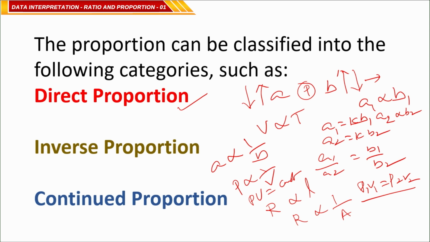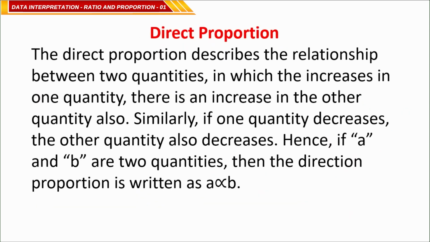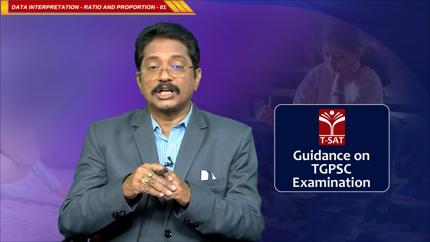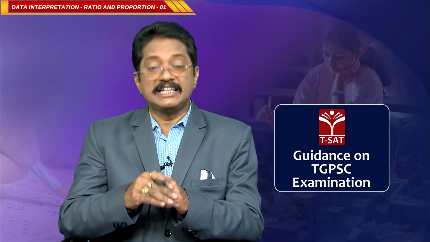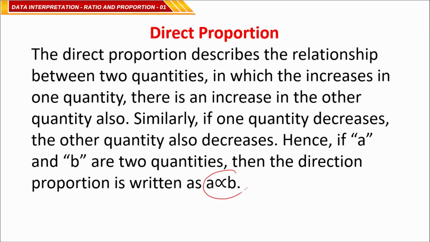Now continued proportion. Before going to discuss all these things, I will discuss one by one once again. The direct proportion describes the relationship between two quantities in which an increase in one quantity brings an increase in the other quantity also. Similarly, if one quantity decreases, the other quantity also decreases, and A and B quantities are said to be A is proportional to B. Or you can say A equal to KB, or A1 B1.